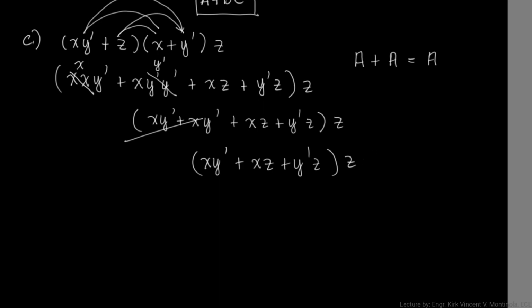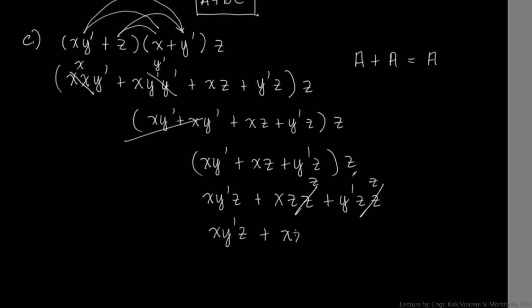So next, what would be the resulting? So let's try to distribute this as z, xy prime z plus xz z plus y prime z and z. We know that this is just the same as z. So that is xy prime z plus xz, and this is plus zy.